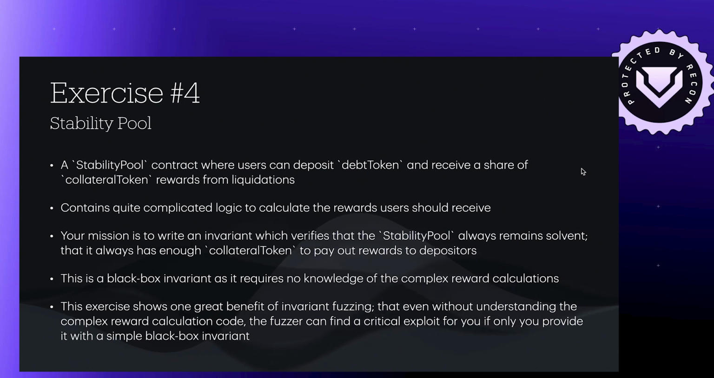So it's kind of like, you can stake your debt tokens, right? And then that gives you some shares. And then when people get liquidated, the debt tokens get taken from the stability pool to plug the liquidation hole if there's bad debt. But then the collateral gets seized, and then the collateral gets distributed to the stability pool stakers or depositors based on their shares in the stability pool, right? Cool. So this contains a lot of really complicated logic to calculate the rewards users should receive, right?